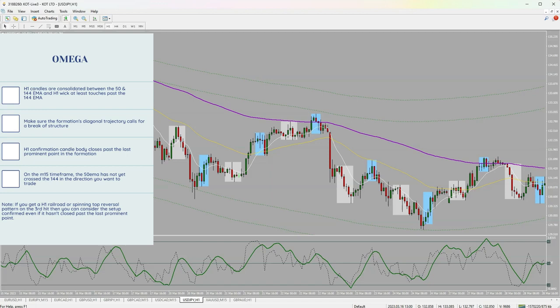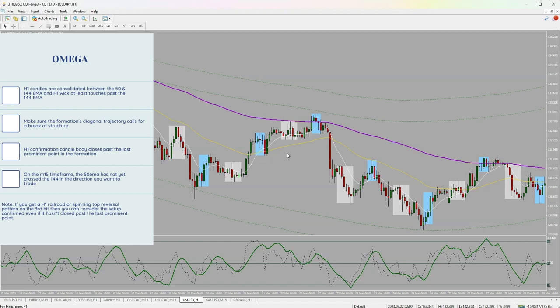If you get an H1 railroad or spinning top reversal pattern on the third hit, then you can consider the setup confirmed, even if it hadn't closed past the last prominent point yet. The difference between this one and the killer crossover is that it doesn't matter what kind of reversal pattern it is.